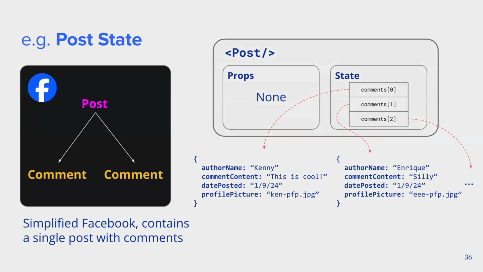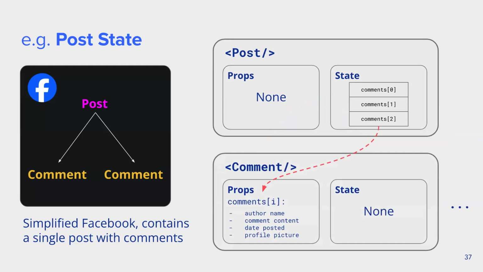However, it does contain some sort of state. And this state we can represent as a sort of array, let's say a JavaScript array of a bunch of JavaScript objects. So we have comments 0, which may be something like this, comments 1, which is something like this, and so on and so on. We could just have this large array of comment data.